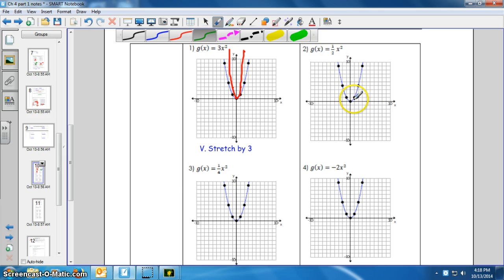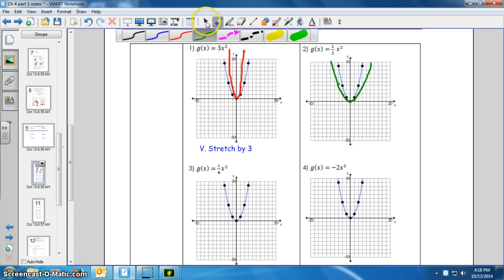So instead of 1, we're going to be at a half. Instead of 4, we're going to be at 2. Instead of 9, we're going to be at 4.5. And so forth and so on. So we would go and draw our parabola. Again, half. Here, instead of 4, we'd be at 2, half that amount. Instead of 9, we'd be at 4.5. And then we draw our parabola.